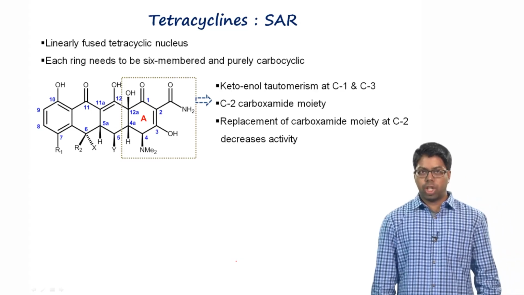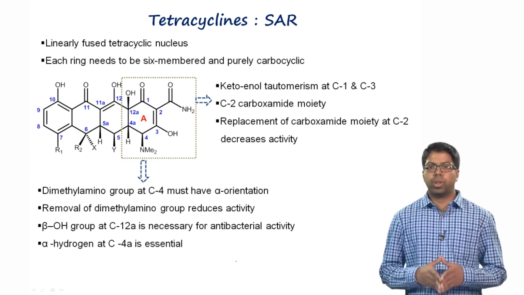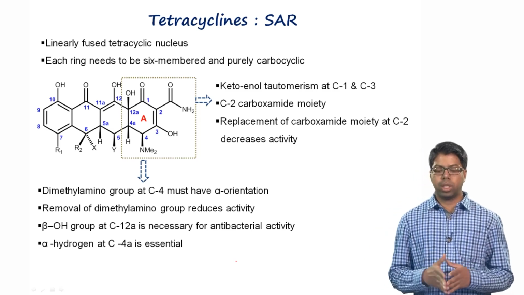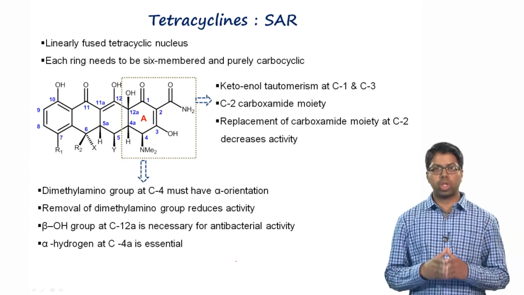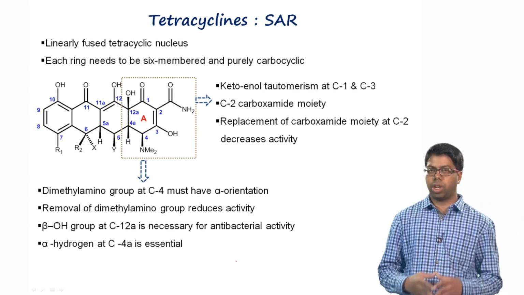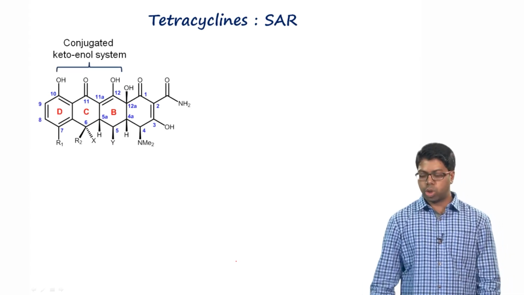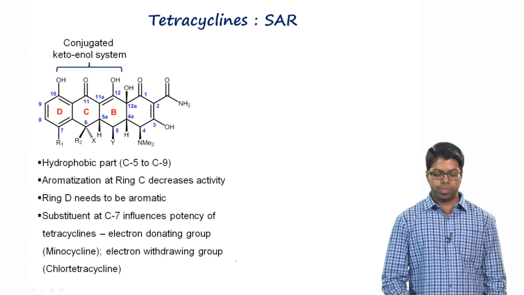The dimethyl amino functional group at the C4 position is also essential. Removal of the dimethyl amino group reduces the activity. The hydrogen and hydroxyl group at C4A and C12A in alpha and beta orientation is also a prerequisite for the antibacterial activity of tetracyclines. The conjugated ketoenol system at C10 to C12 is also essential. Likewise, the D ring needs to be aromatic.